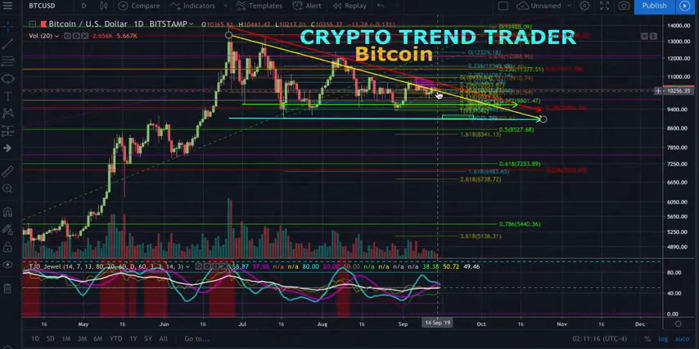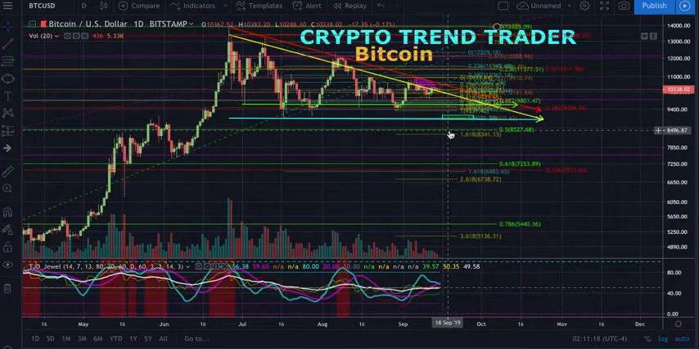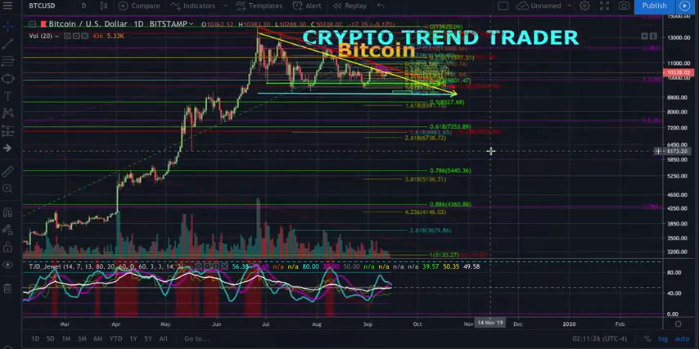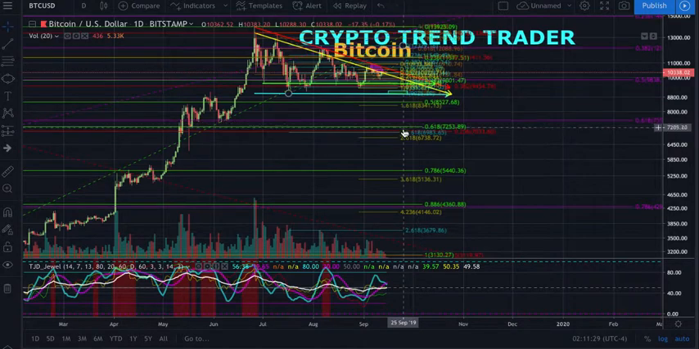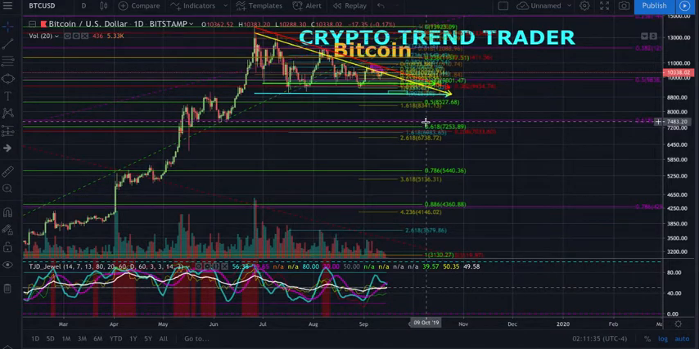And then again, if we break to the downside, our first target is going to be the green 0.5 at 84.96 or 8,500, and then assuming that doesn't hold, we're going to want to come down to the purple 618 or the green 618 right in this area, this little zone right here, right in the 72 to 7500 range.